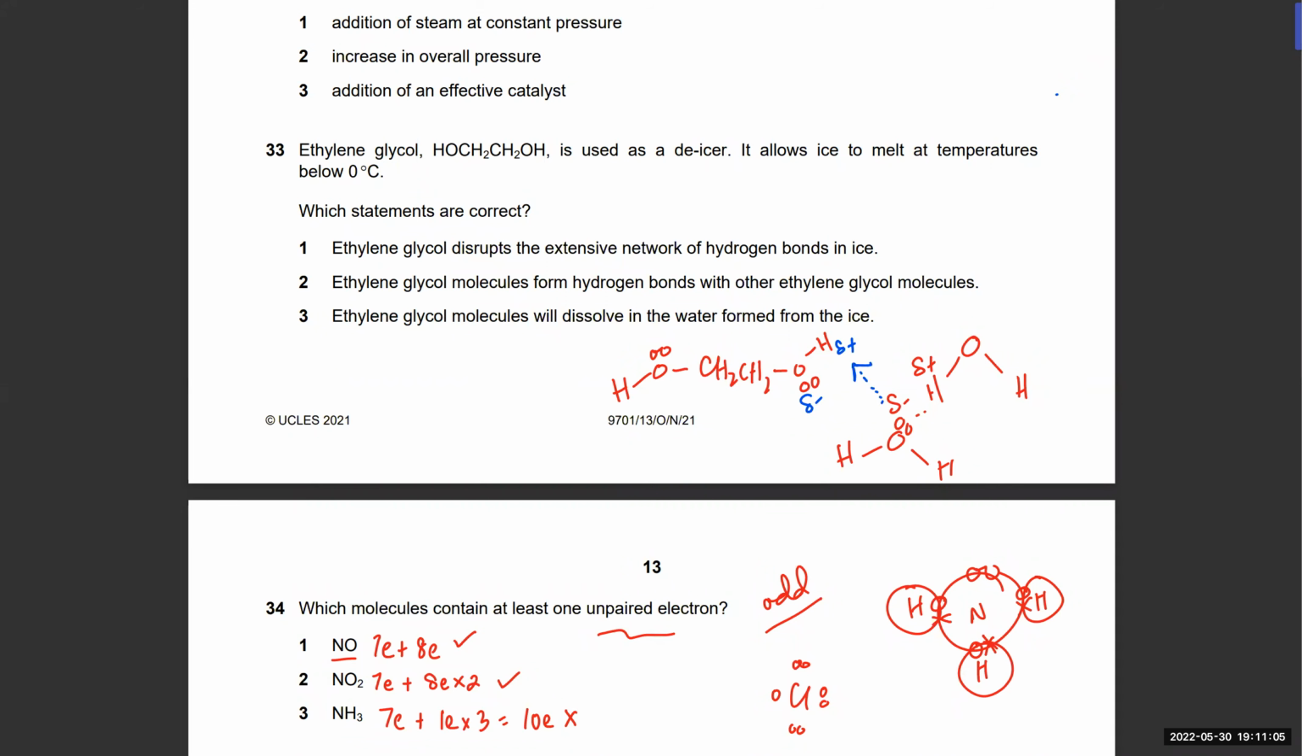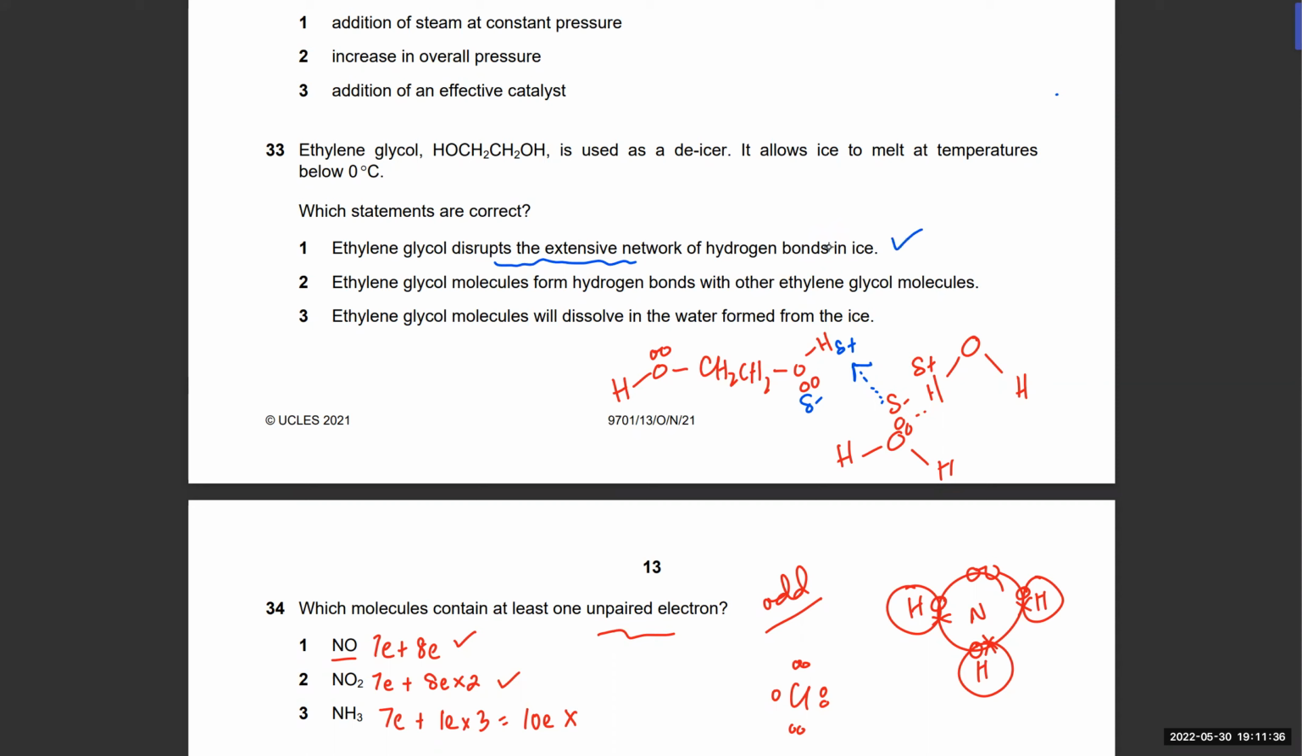disrupt the hydrogen bonding? So instead of the water molecules getting attracted to each other, if you add ethylene glycol, the water molecule will be pulled out and the hydrogen bonding will get disrupted. Why? Because the water molecule will get attracted to ethylene glycol instead. Is that clear? So the force of attraction over here would become weaker because the lone pair over here will be pulled towards ethylene glycol. Is this clear that it does disrupt the extensive network of hydrogen bonds in ice?